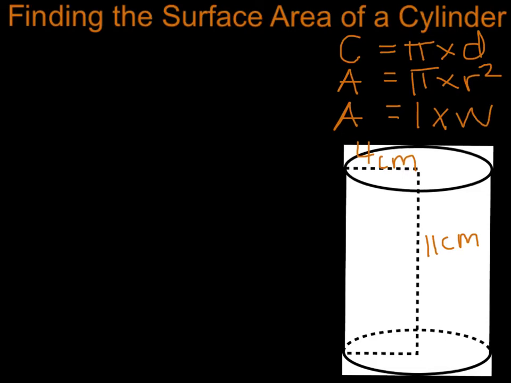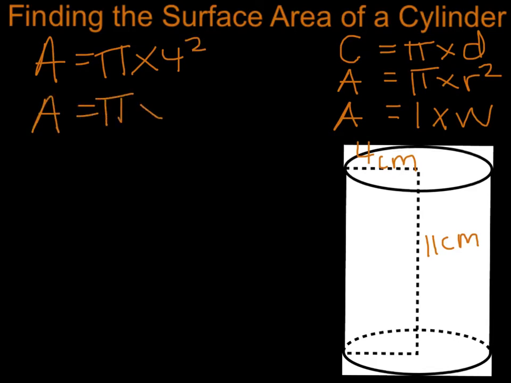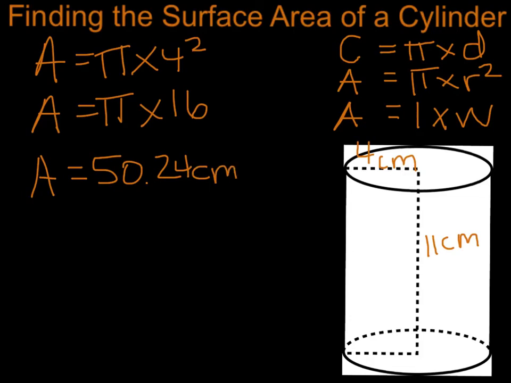First, I am going to find the area of the top circle and the bottom circle. In order to do this, I will need to use the formula for finding area of a circle. I'm going to plug my numbers in. A equals pi times 4 squared. I know that 4 squared equals 16, so my new equation is A equals pi times 16. Pi times 16 equals 50.24. Since my units are centimeters, I'm going to add centimeters squared to the end of my answer.